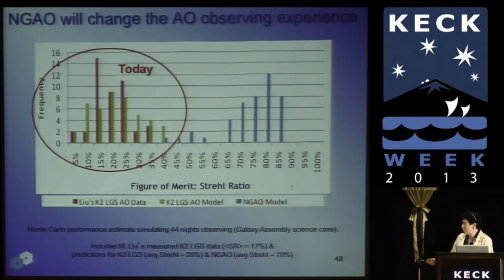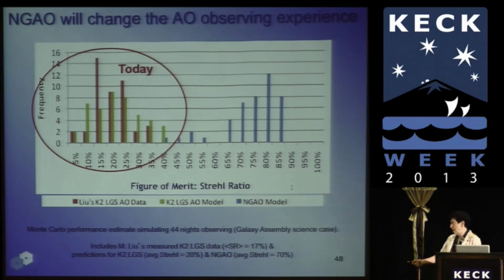So the first thing is to make the point that next generation AO will change the AO observing experience at Keck. This is a graph that I have to explain a bit. These percents on the bottom are a figure of merit called the Strehl ratio. 100% Strehl ratio is a perfect correction. 5% Strehl ratio, you might not want to be there. And the vertical is just a histogram of how many times in your observing program you'll see a Strehl ratio, in this case of 15%, for example.